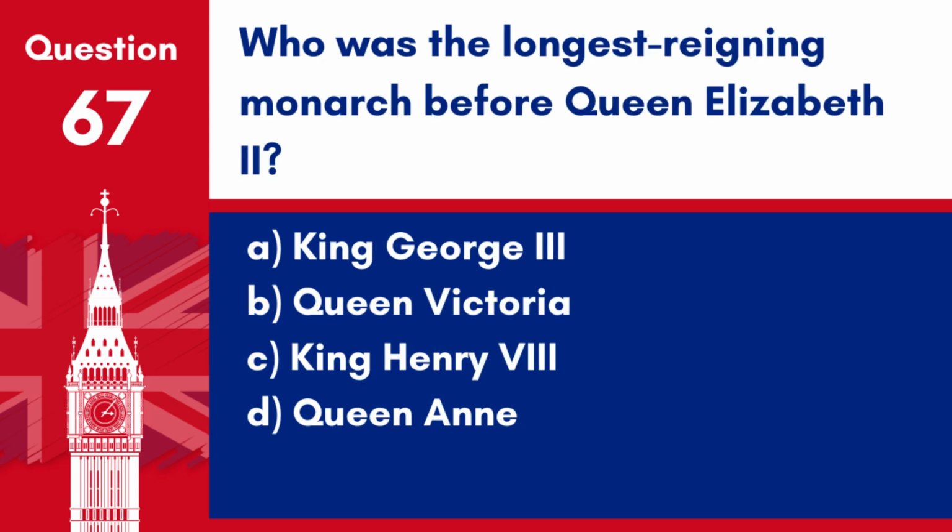Question 67. Who was the longest reigning monarch before Queen Elizabeth II? A. King George III. B. Queen Victoria. C. King Henry VIII. D. Queen Anne.